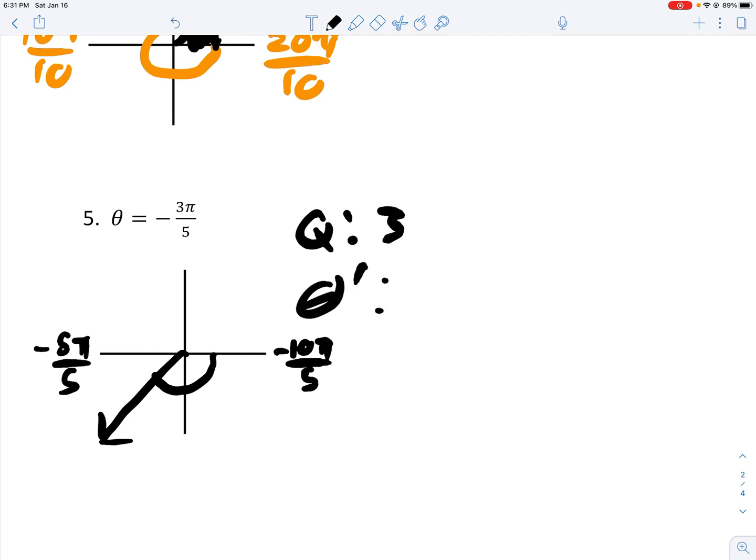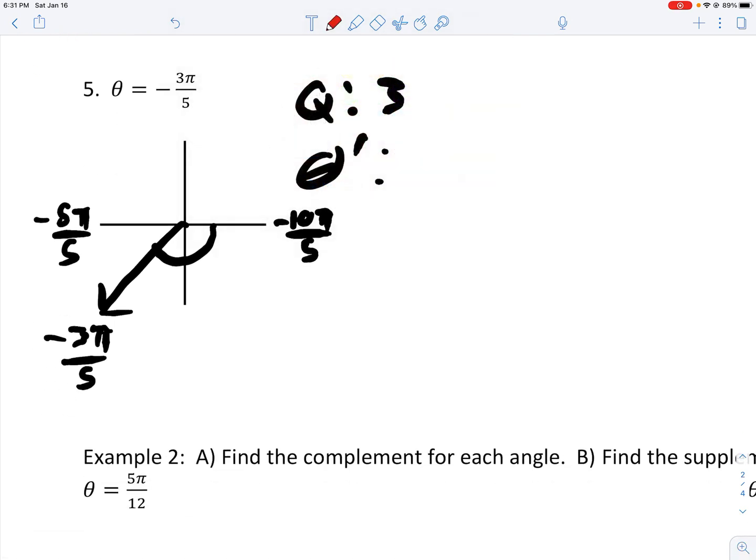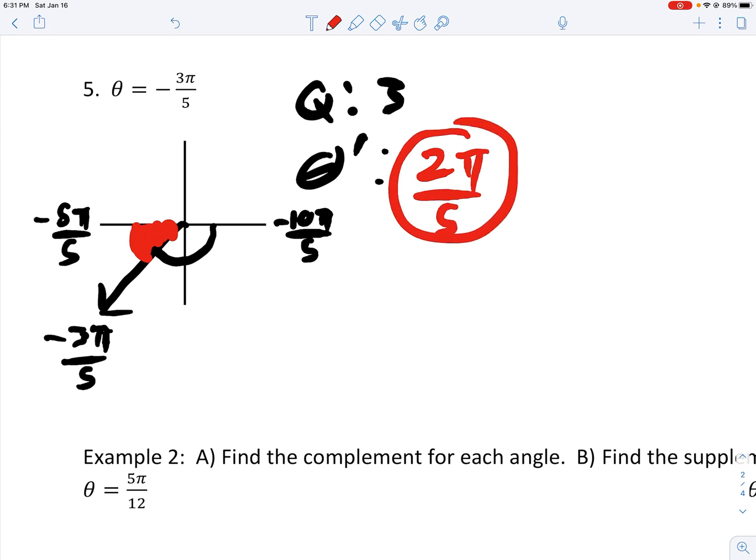So what's theta prime? Well, this is negative 3 pi over 5. What's the distance? This is my reference angle, the part I'm shading in red. How far is it from negative 3 to negative 5? 2 pi over 5. And it's positive because the reference angle is always positive. I'm telling you right now, you've got to be able to write 0 and 180 and 360 in terms of the fraction you're working with, because it makes it so much easier.